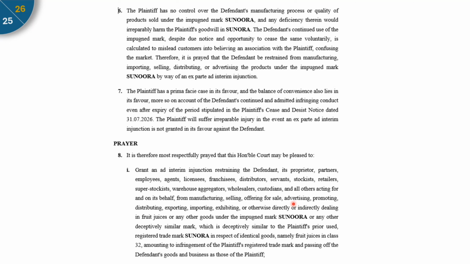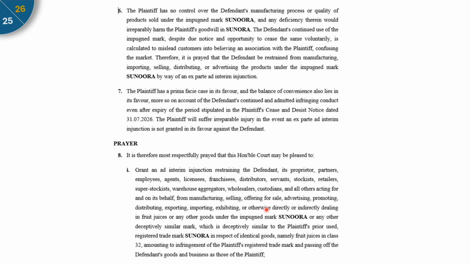So, why do we need this? Because if your injunction only names the defendant company, then a clever defendant can simply route the same infringing goods through its distributor or a stockist and argue technically that they were not named in the order. So this long list closes every one of those loopholes in advance.